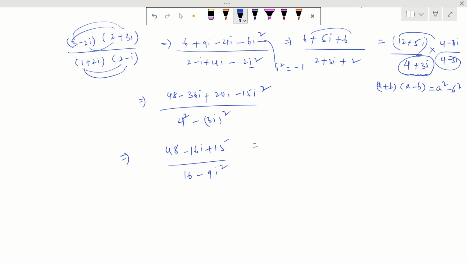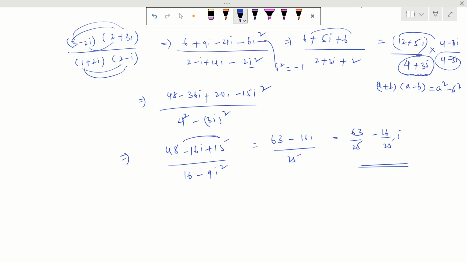Then we are solving here 48 plus 15, which is 63. So 63 minus 16i we are having here. So here i square is minus 1, minus 9 into minus 1 is plus 9. 16 plus 9 is 25 here, right? So it is 63 divided by 25 and minus 16 divided by 25 i we are having.